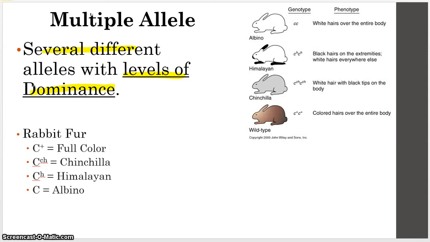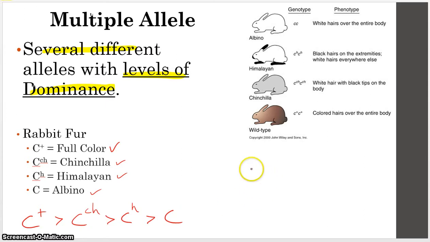And so there's 4 different phenotypes that you could have. You could have what's called a full color gene. You could have chinchilla, you could have Himalayan, or you could have albino. And what we're going to see here is that the full color gene is dominant to the chinchilla gene, which is then dominant to the Himalayan gene, which is dominant to the albino gene.